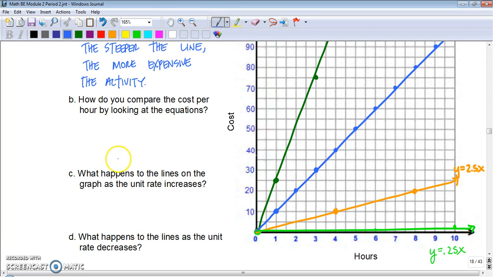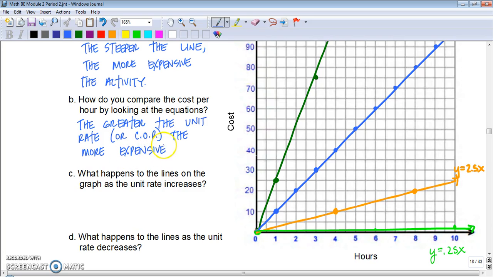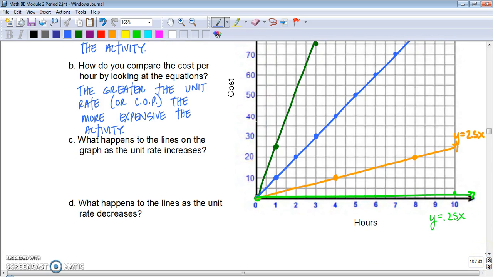How do you compare the cost per hour by looking at the equation? The greater the unit rate, or COP, the more expensive the activity. What happens to the lines on the graph as the unit rate increases? The line gets steeper.